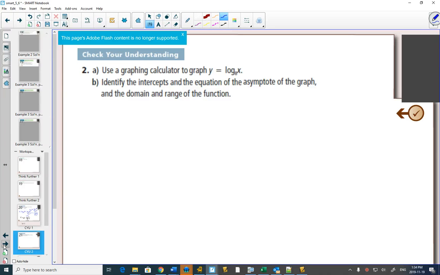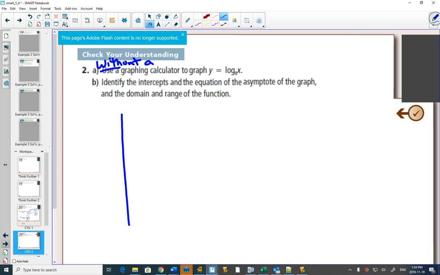And we're going to change the word so that it fits your final exam. Instead of "use a graphing calculator," we're going to change this to "without a graphing calculator." In fact, without any calculator, we're going to graph y equals log base 8 of x.